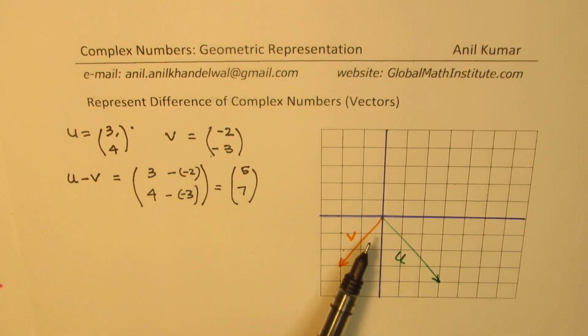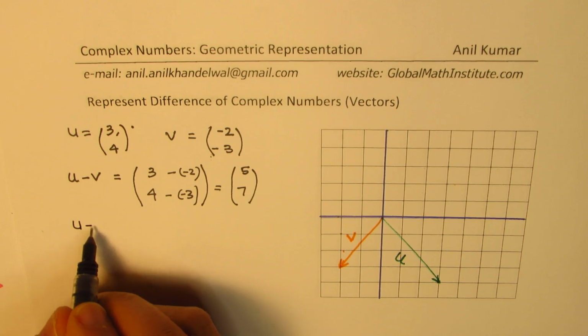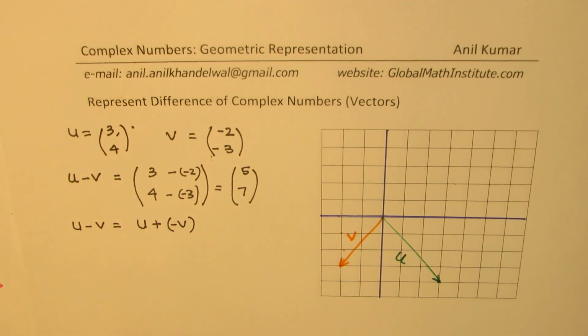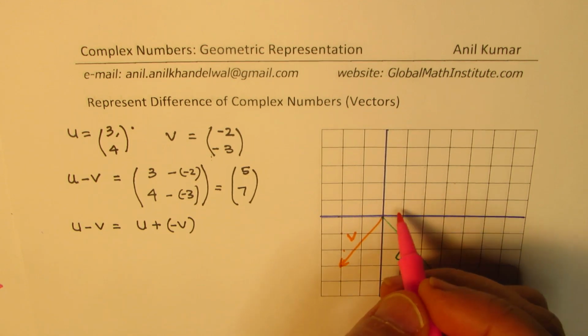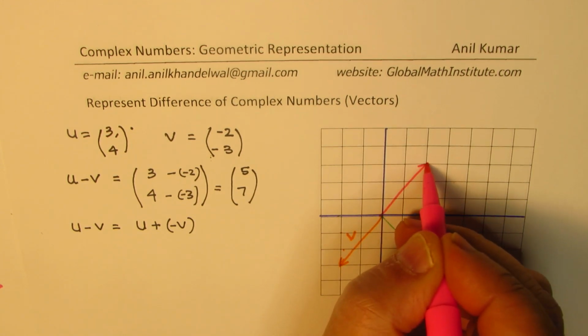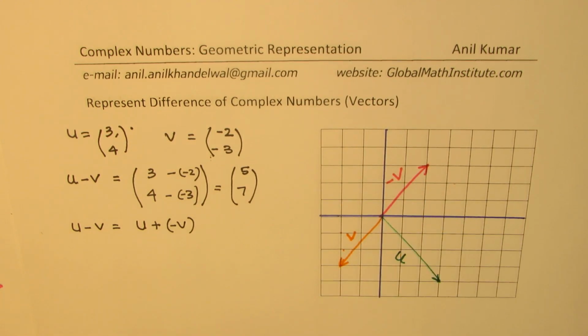Now, how do we do it geometrically? So basically, what we are going to do here is, when I say u minus v, it is the same as adding the negative of v to vector u. So let me sketch the negative of v here. That means rotation by 180 degrees, right? So instead of minus 2 minus 3, now it will be 2, 3. So that is the negative of v. So adding these two, we get our result.